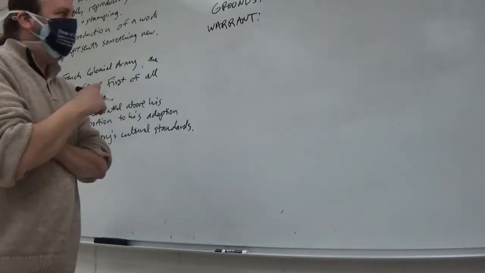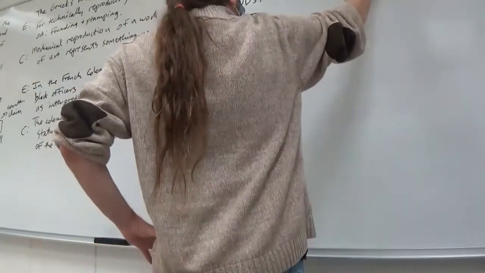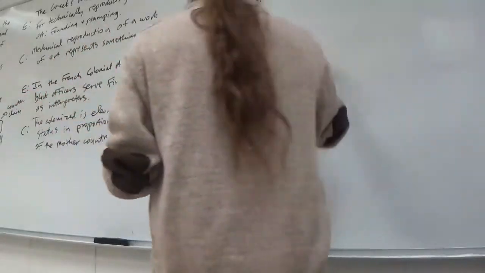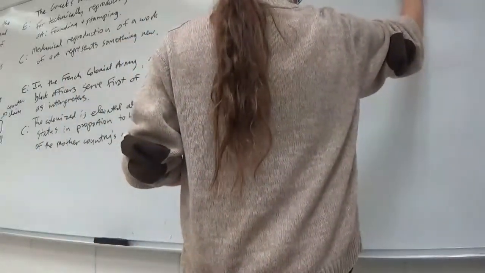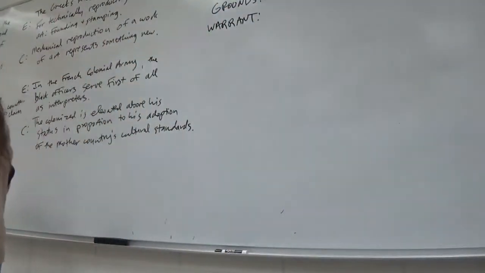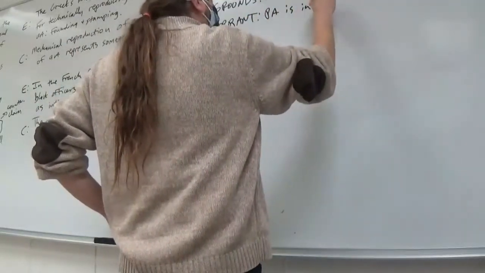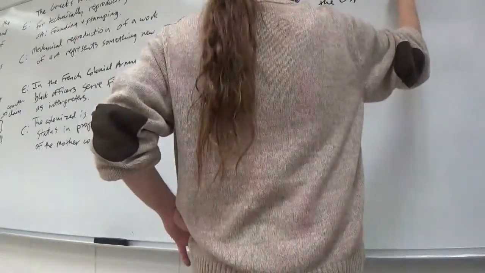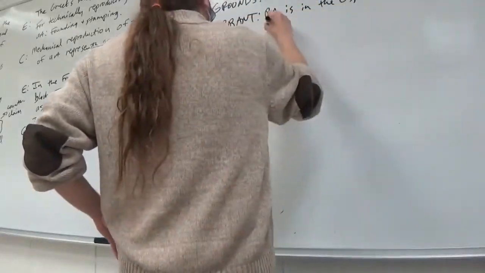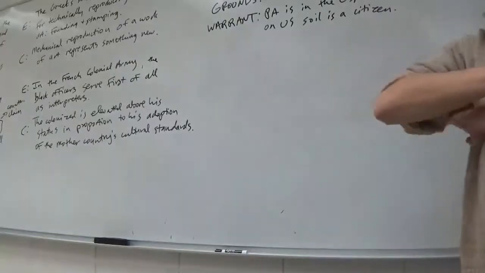So, for example, if I was to make the claim, I am a U.S. citizen. On what grounds do I make this claim? I was born in Pennsylvania. What's my warrant for making this claim based on these grounds? Pennsylvania is part of the United States. Pennsylvania is in the U.S. and I was born there. Well, I guess being born in the U.S. warrants citizenship. Exactly. Anyone born on U.S. soil is a citizen, by provision of the 14th Amendment.